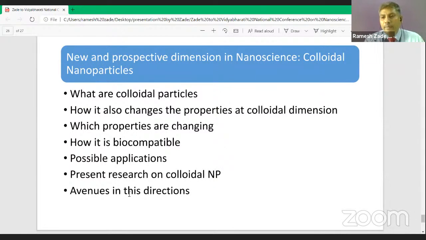You can have a colloidal dimension nanoparticle made up of enzymes. You can have nanoparticles made up of certain surfactants. You can have them with polymers also. So there are a lot of avenues available, and physicists can study these colloidal nanoparticles very easily, because you know the scattering effect, Brownian movement, Tyndall effect, all these are done by physicists. So you also can have avenues in colloidal nanoparticles.